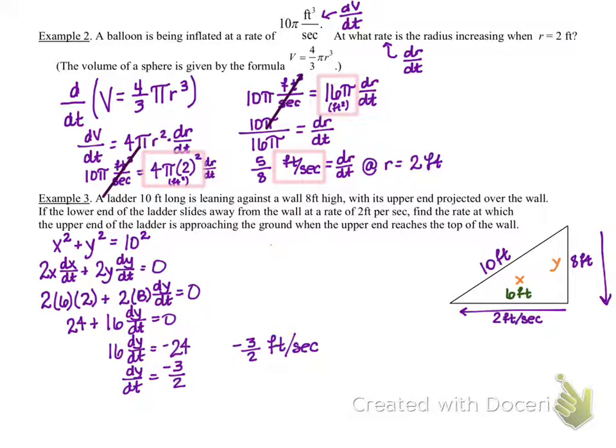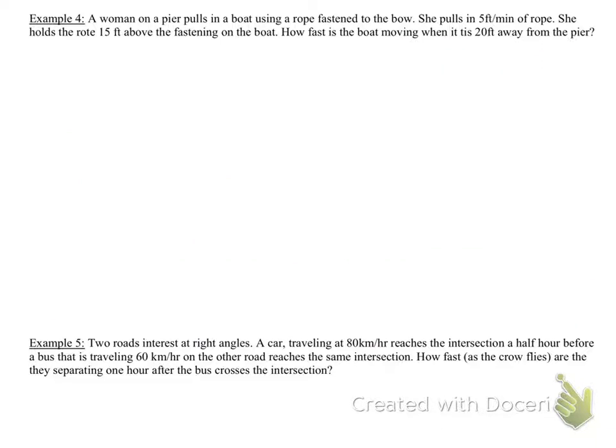Okay, so ladders tend to be pretty straightforward. It is confusing to try to figure out when to differentiate. You usually set up the whole thing first before you start to differentiate. And sometimes, like on this particular ladder problem, you use the Pythagorean theorem. Sometimes you're going to need to use trig functions. Balloons are pretty straightforward. Then we get into a woman on a pier.